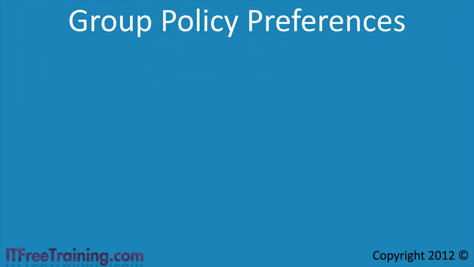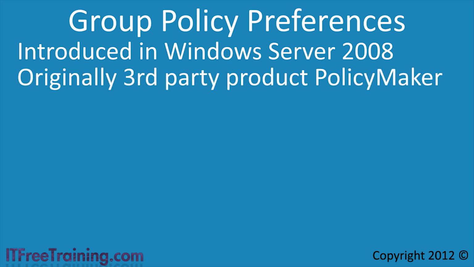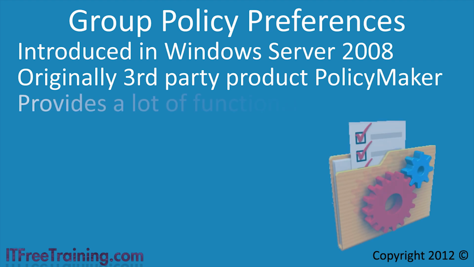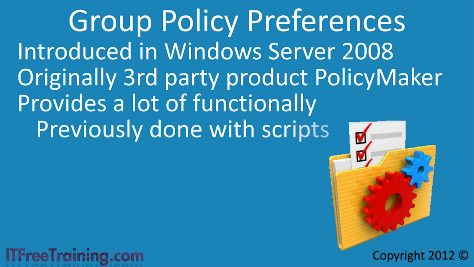Group policy preferences were first introduced in Windows Server 2008. It was not created by Microsoft, but instead was a third-party product called PolicyMaker that Microsoft purchased. Preferences add a lot of functionality to group policy. A lot of this functionality was previously done with scripts, for example, login scripts.